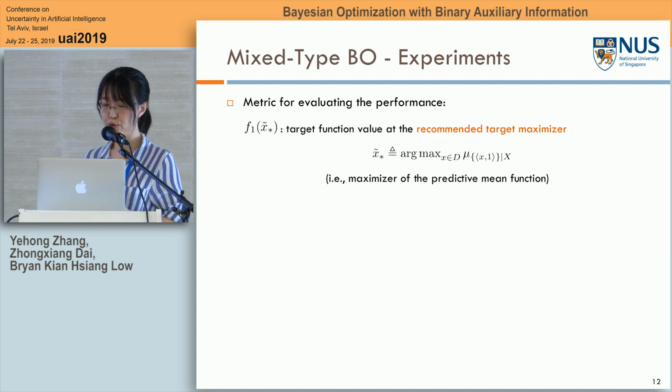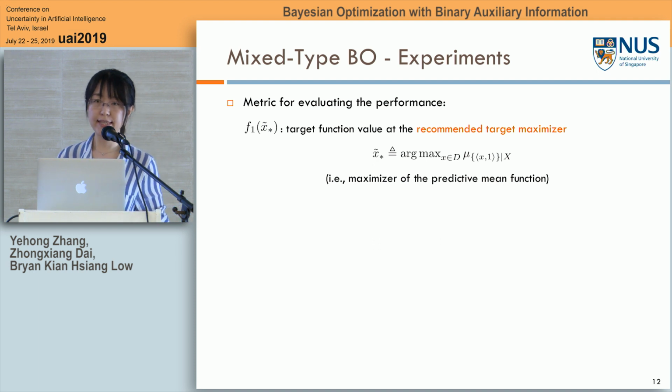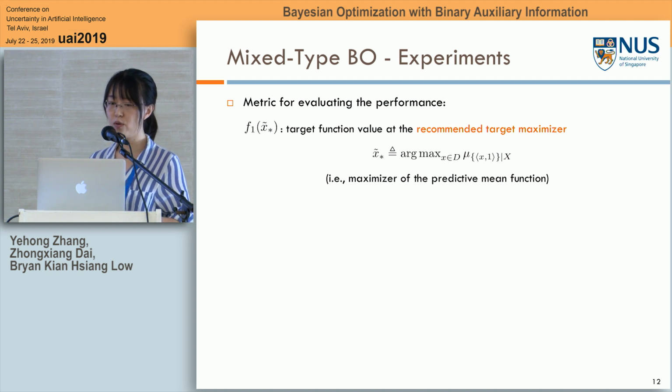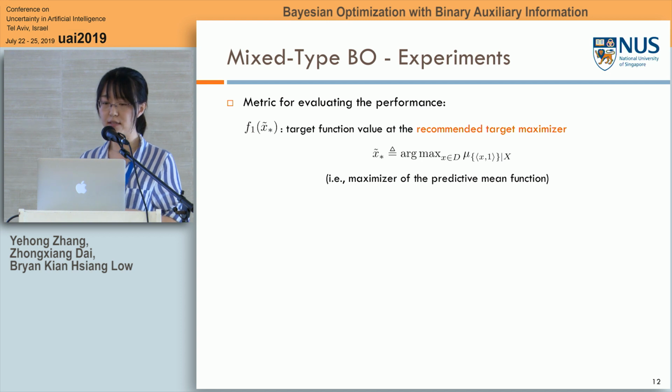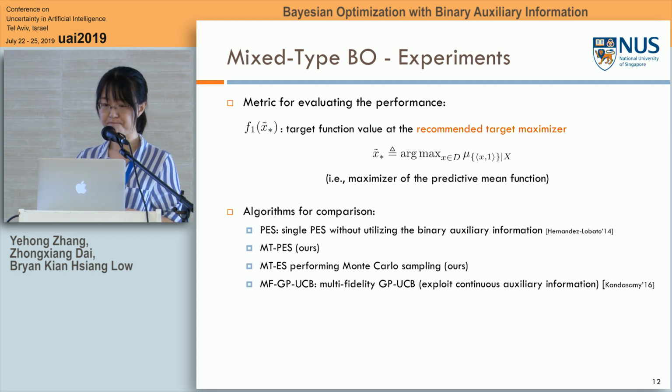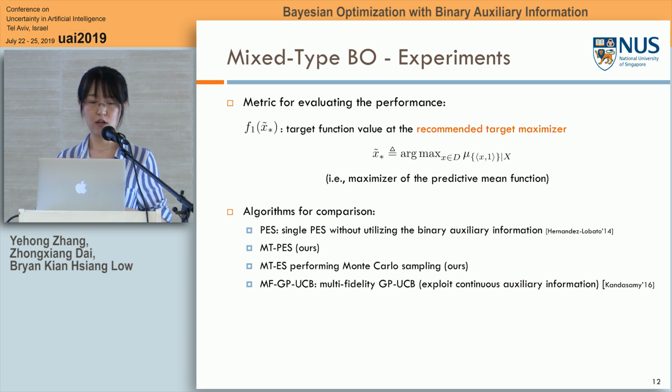Then I would like to show some experimental results for this work. Here, we evaluate the performance of different algorithms using the target function value at the recommended target maximizer, which is defined as the maximizer of the predictive mean function. We compare the proposed algorithm with the conventional PES, which doesn't utilize any binary auxiliary information, and also with the multi-fidelity GP-UCB, which uses the continuous low-fidelity information.